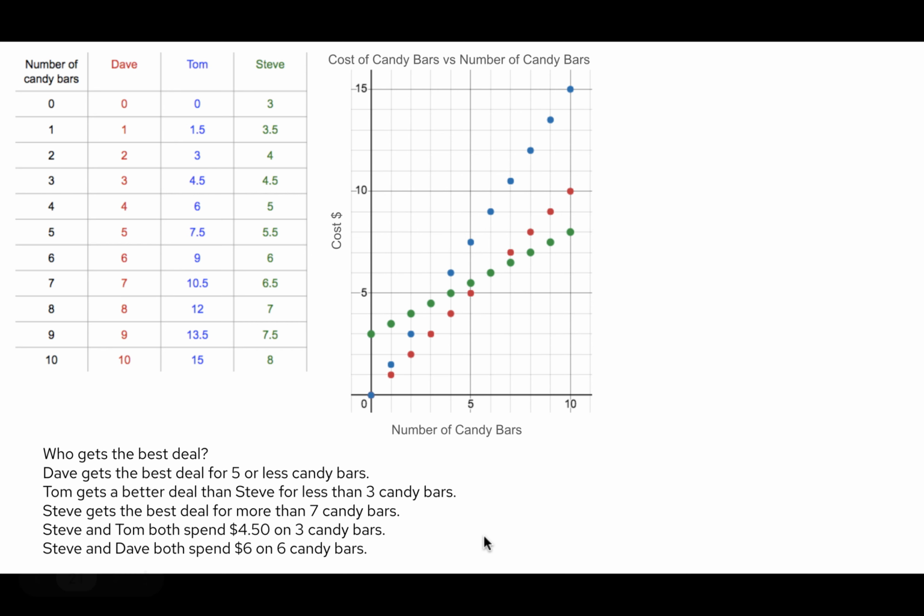Steve and Dave both spend $6 on 6 candy bars. Again, in the table, you can see Dave is 6 and Steve is 6, and that's the number of candy bars. So 6 candy bars cost them both $6. And again, it's where the green and the red lines intersect.